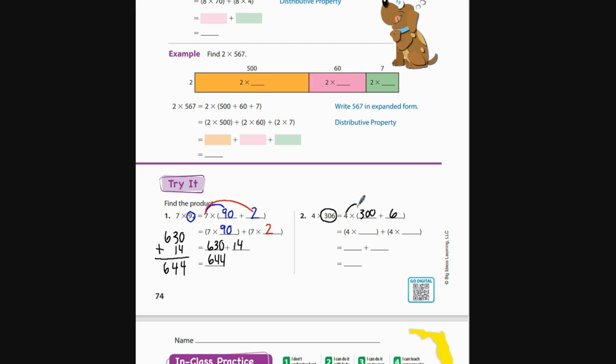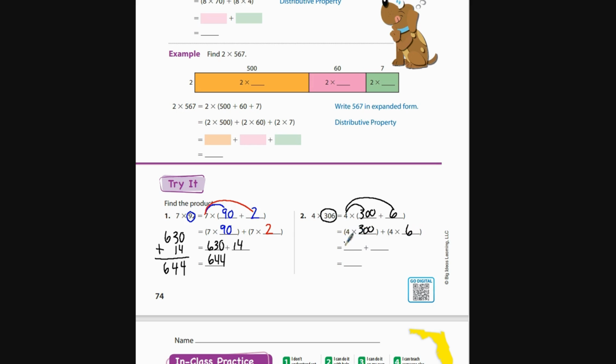Now let's follow our rule. 4 times the first number. I'm going to put a plus sign here because there's a plus sign here, because this was 300 plus 6. I'm adding it together. So 4 times the first number, 4 times 300, plus 4 times the second number, 4 times 6. Now all we need to do is solve.